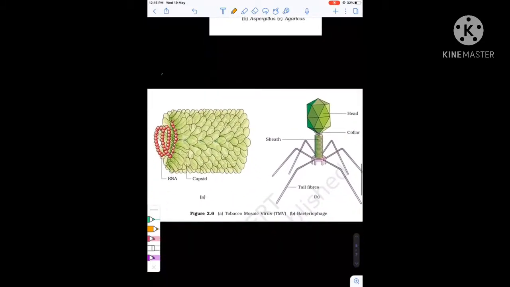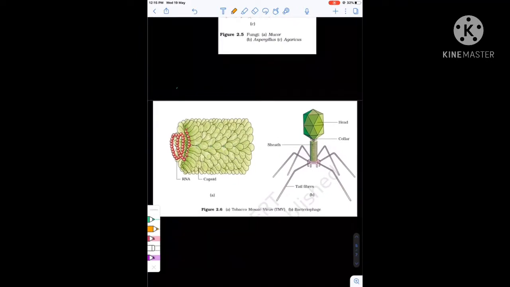Okay. Now these two are very important diagrams. This is the TMV, that is tobacco mosaic virus, and this is the bacteriophage. The very important point about the TMV is that this structure is the RNA, and if you look closely, you see that this is actually coiled RNA. That means the tobacco mosaic virus has coiled RNA, and these small structures are known as capsomeres. This is the important point about TMV.